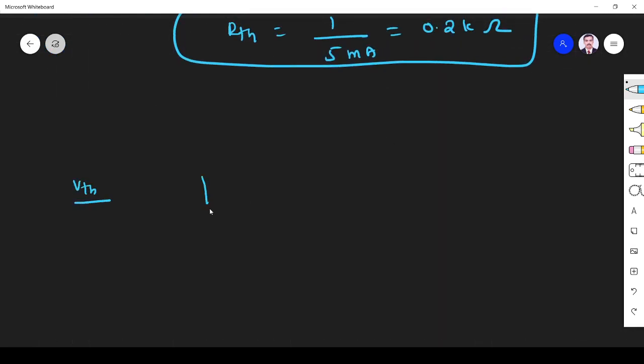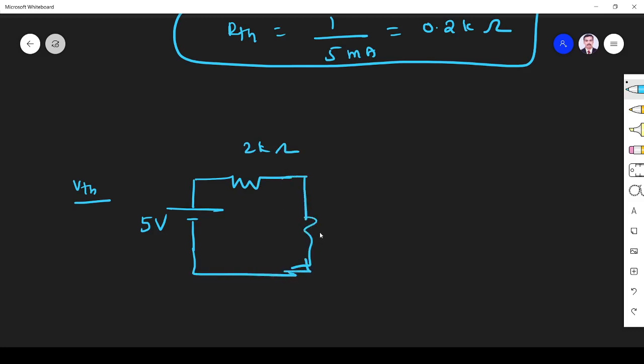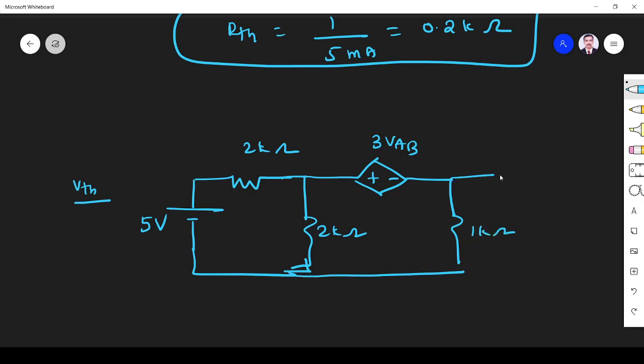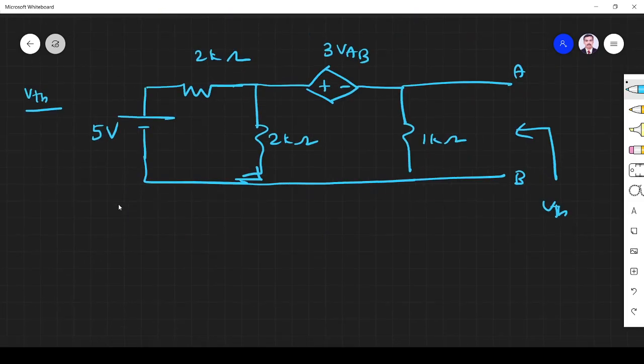How will you find? So this is 2, here we have 5 volt. This is 2K ohm, that's what they have given. 2K ohm. This one plus minus 3 VAB. This is 1K ohm, VAB. So what I have to find? I have to find V Thevenin across this. V Thevenin is nothing but open circuit voltage. So I have to find voltage across AB. So open circuit voltage I have to find.